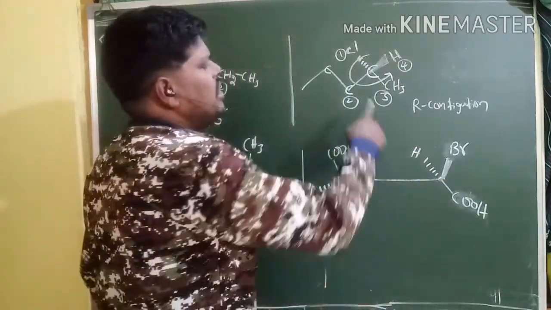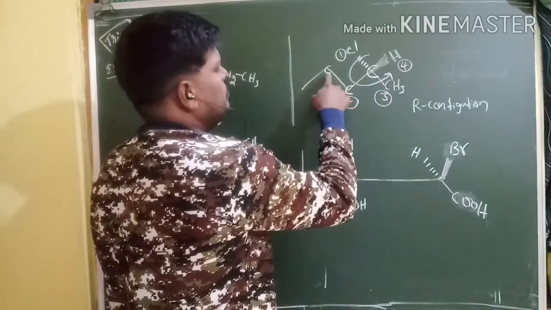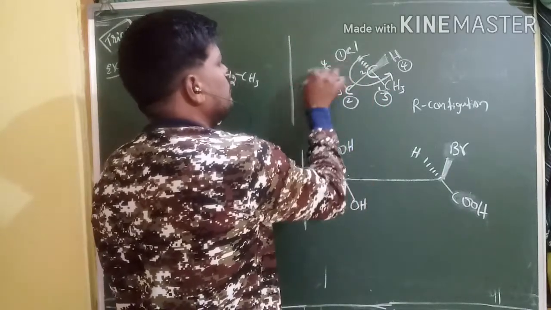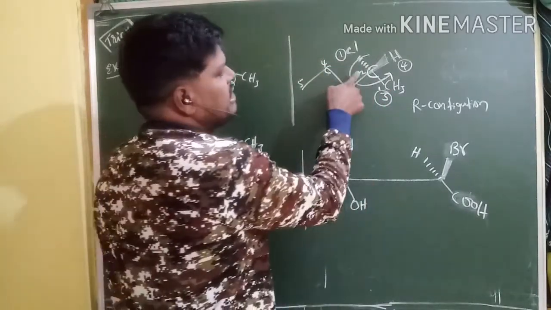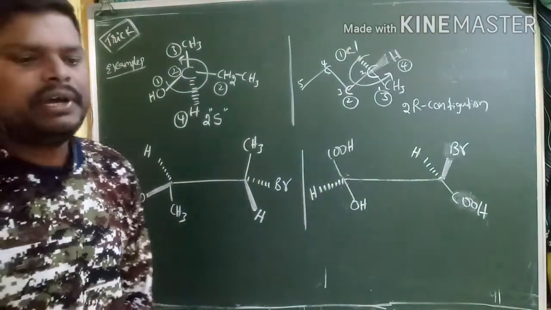Right, here what are the longest chains? 1, 2, 3, 4 and 5. So here the chiral center is the second carbon. That's why this is 2R configuration, right?